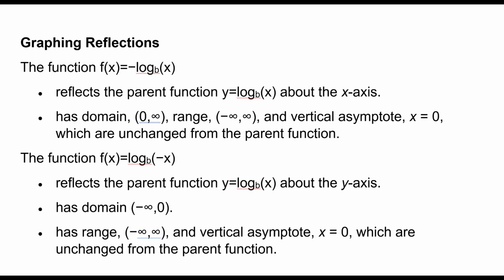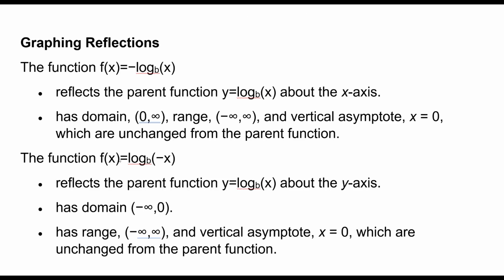So for the function f of x equals the negative of log base b of x, it reflects the parent function y equals log base b of x about the x-axis. So that affects the vertical part. It's reflected, or mirrored across, I shouldn't say mirrored down, because that obviously has some stuff below and some stuff above. It still has the same domain and the range and asymptote.